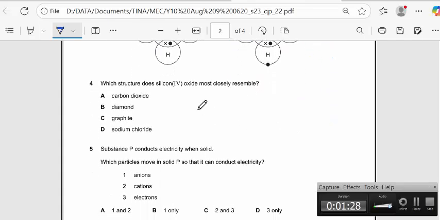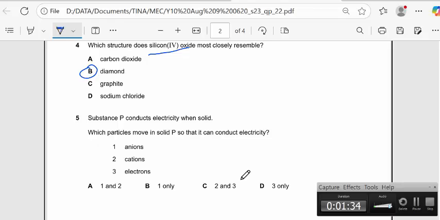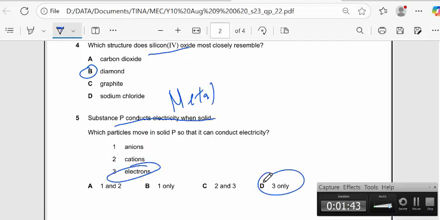Which structure does silicon oxide have, giant covalent, diamond? Substance P conducts electricity when solid. If it conducts electricity when solid, it has to be a metal. A metal has free moving electrons. So three only.